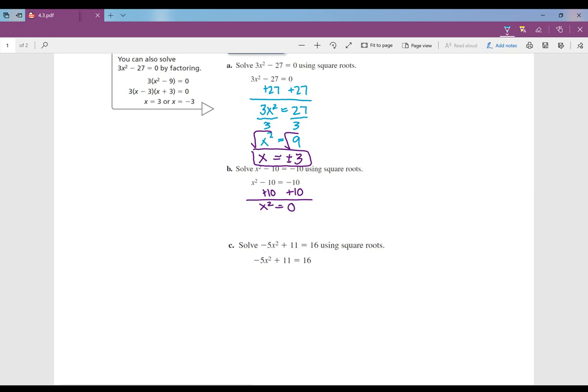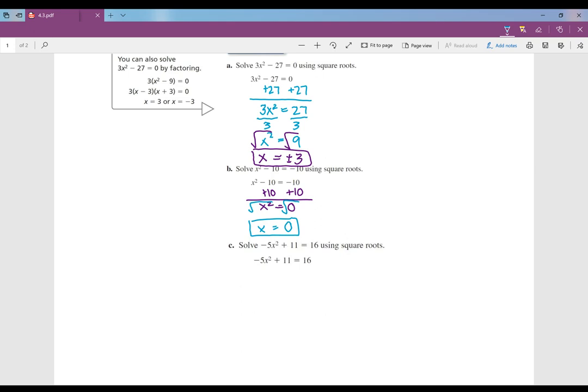Okay, now we've got our x squared by itself, so we're going to take our square root. So if we do the square root of x squared and the square root of 0, right, whatever you do to one side, you got to do the other. We have x equals, and the square root of 0 is just 0. You don't need a plus or minus here because there is no such thing as positive 0 or negative 0. So whenever your answer is 0, that's your only solution.